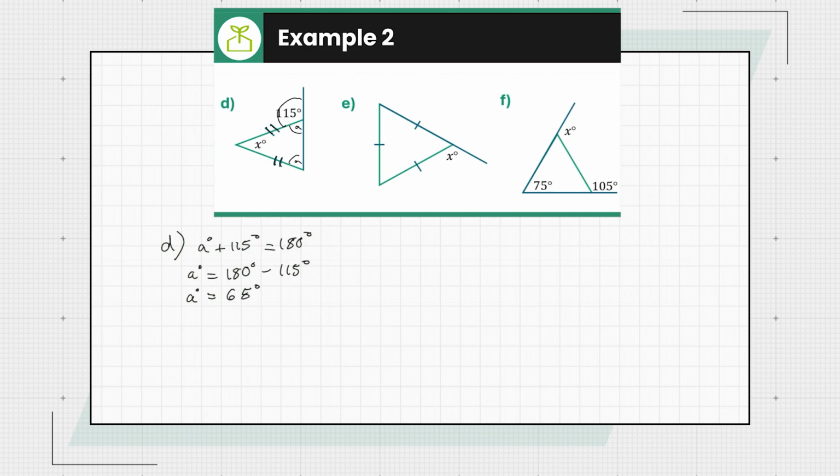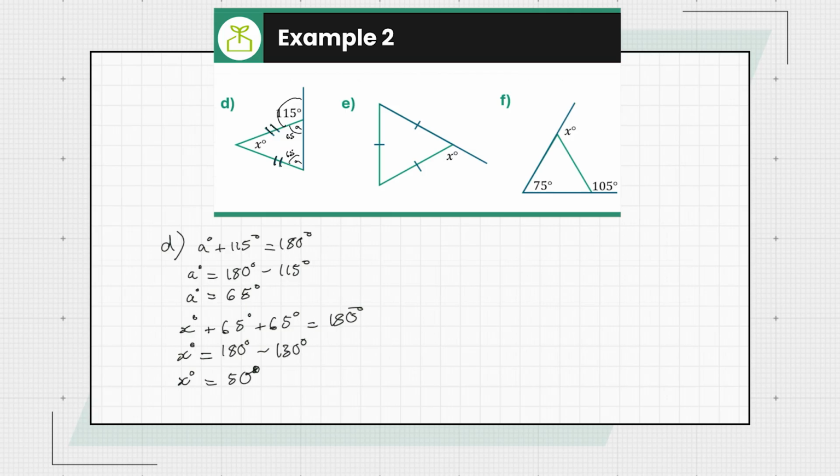Alright, from here we know that each angle is equal to 65 degrees, so we know that x plus our two angles is going to be equal to 180. So plus 65 and plus 65 is equal to 180 degrees. And we can simplify that down, that x is equal to 180 degrees minus 130 degrees. And that means that x degrees is just equal to 50 degrees.